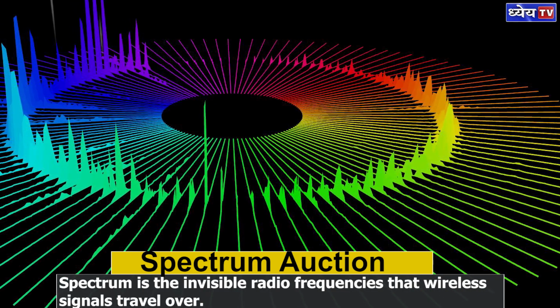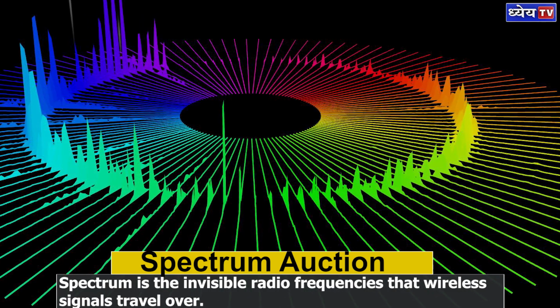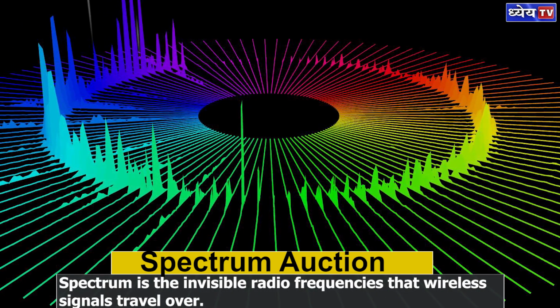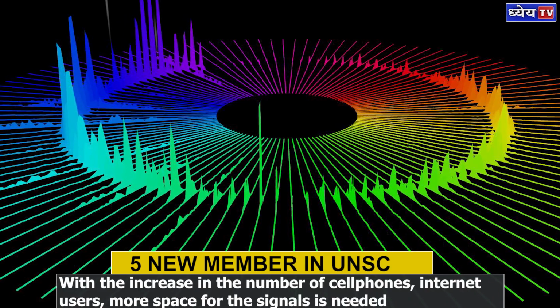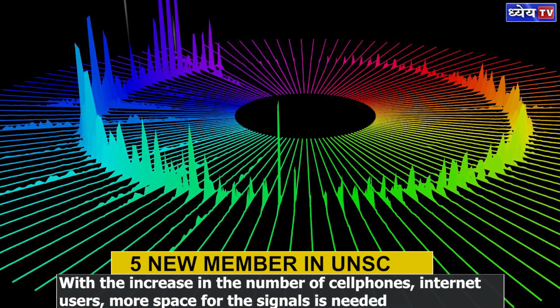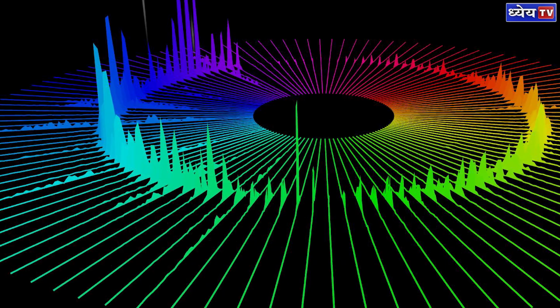Spectrum wavelengths are classified into different bands within the electromagnetic spectrum range. Spectrum can be divided into three categories: low, mid and high band spectrum.